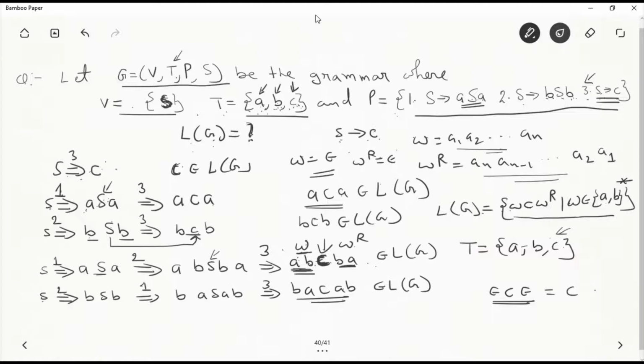Here in this case, W is A, WR is also A. In this case, B, B. In this case, W is AB and WR is BA. In this case, W is BA and the reversal of W is AB. So we can generalize this as WCWR, where W belongs to the star closure of A and B. Now I think this is clear.